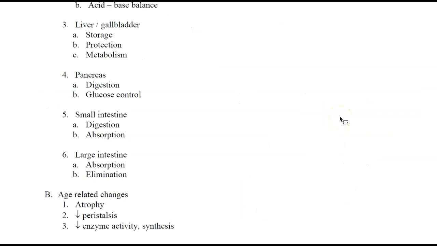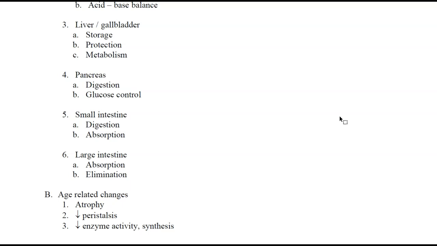As we know, our anatomy changes as we age. So what happens in the GI system as we age? So there are three things that I want you guys to remember: atrophy, decreased peristalsis, and decreased enzyme activity or synthesis.